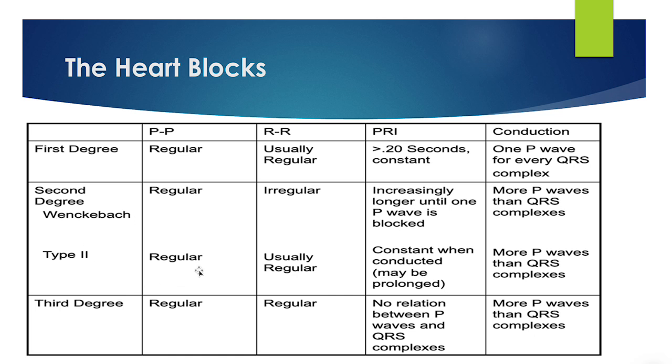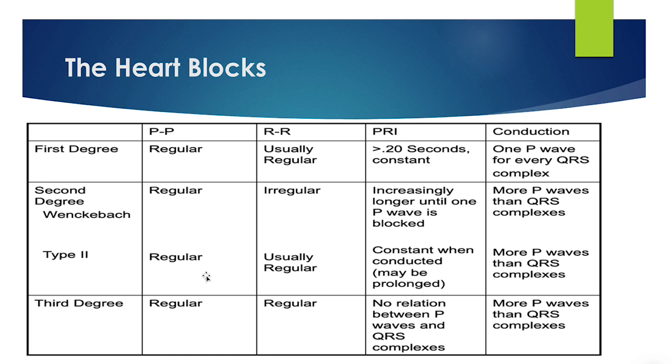So this is a table that summarizes the stuff that we talked about. First degree: P to P is regular, PR intervals regular, but you're gonna have an increase in the PR interval, and you wouldn't have any dropped beats. When we're talking about the second degree, Wenckebach, longer drop: the P to P are regular, the PR intervals are irregular, meaning that they are changing. So it will usually be an increase, and then a drop.